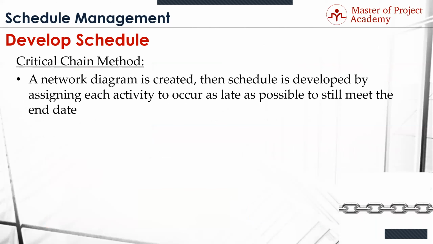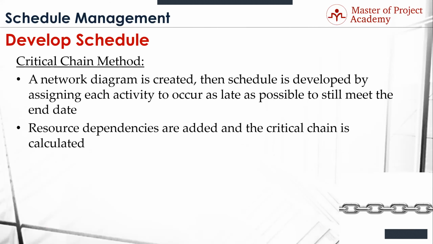Basically, you create a network diagram just like you did in the other activities, and you're trying to figure out a schedule that allows you to assign each activity as late as possible in the project but still meet the end date. Now that sounds kind of convoluted, and I'll paint a picture for you of how it works in a minute. Resource dependencies are basically added to the critical chain, and then you're calculating when you're going to finish. And then when you finish with that part of it, you basically add buffers on, which is sort of like padding. So you're going to add some time onto the project.